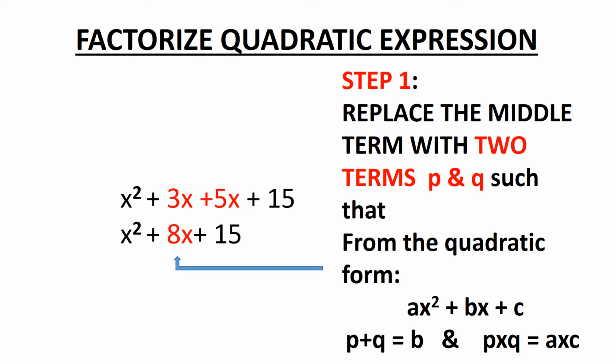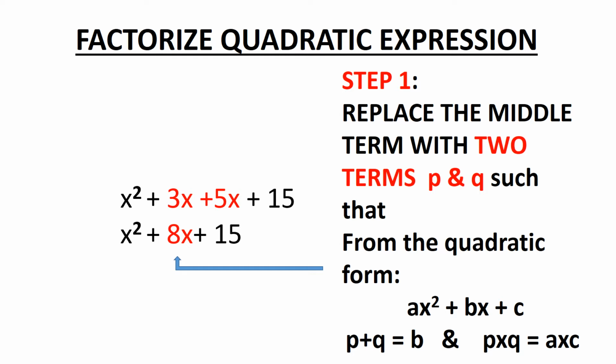Remember, in the general form of my quadratic expression, A is the coefficient of the term in x squared and C is a constant term. So, in this case, A here is 1 and C is 15. So when I multiply the 2 numbers that I have chosen, I should have the same product as when I multiply 1 by 15. So my P multiplied by Q should give me a value of 15.